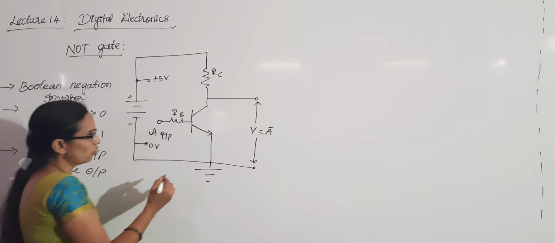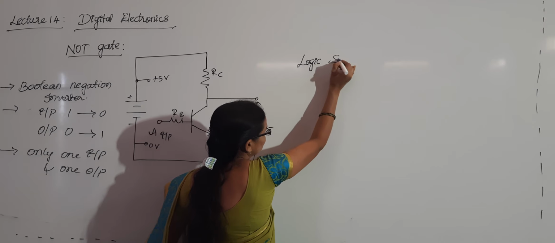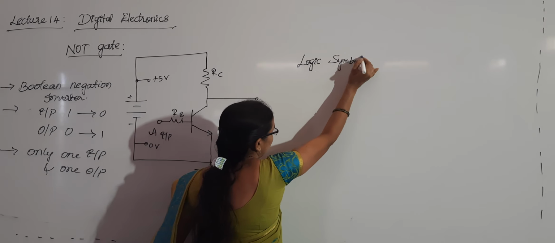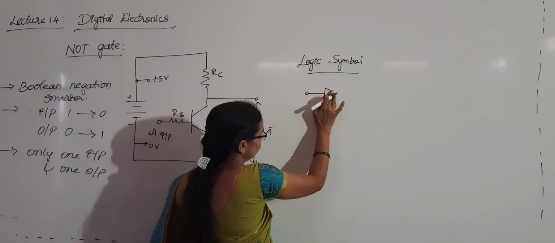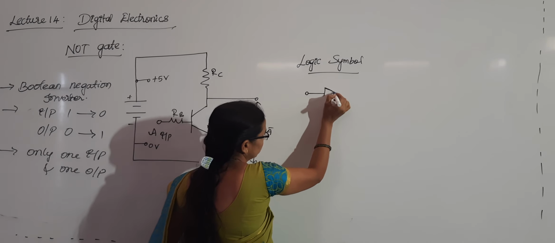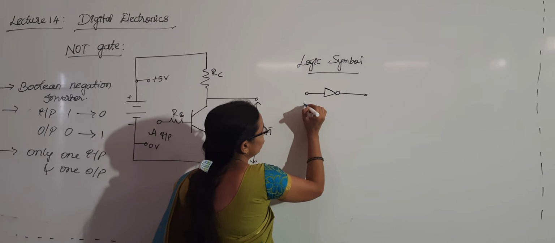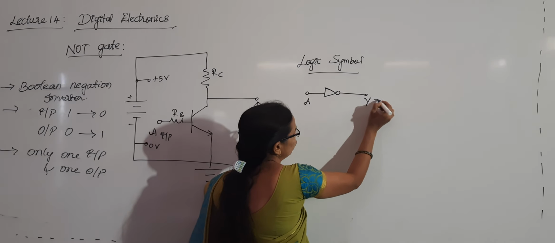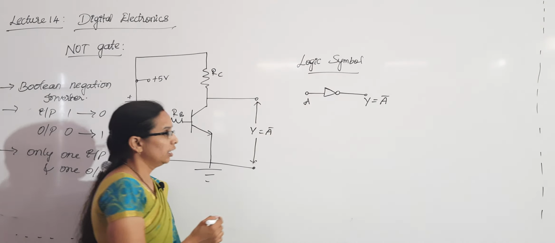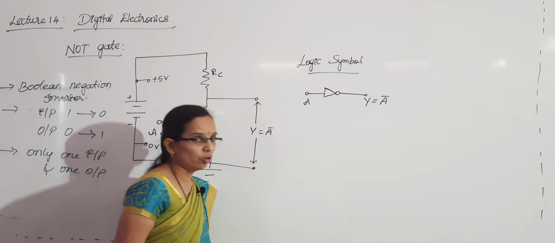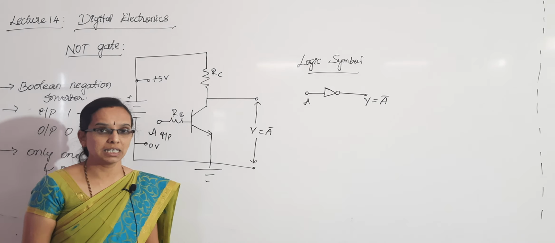The logic symbol of the NOT gate, or it is also called an inverter. If the input is A, the output will be A complement, A bar. If the input is 0, you have the output as 1. If the input is 1, the output will be 0.